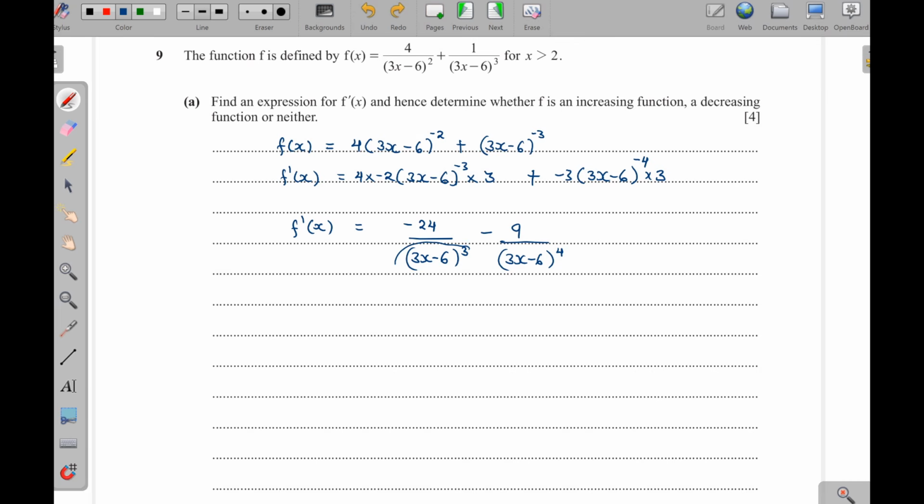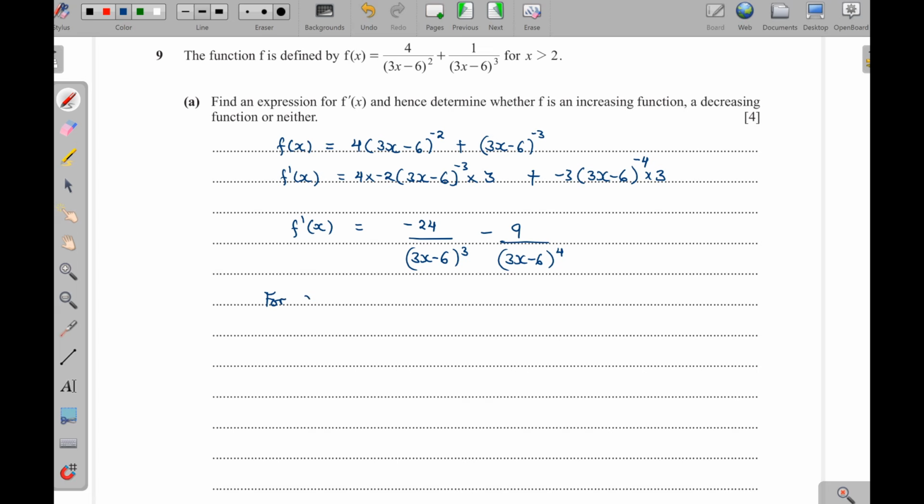So this one is going to be positive, this one is going to be positive, and then you have a minus here, and then a minus here. That means the whole thing is going to be a minus. So the function, therefore, is going to be decreasing. Okay, so you have to conclude like this.